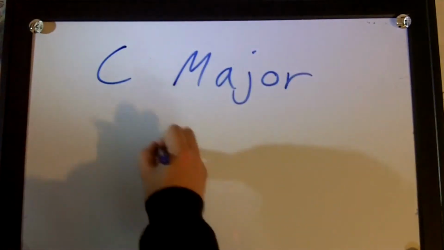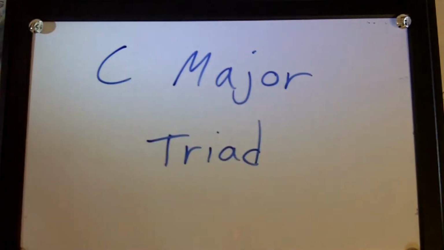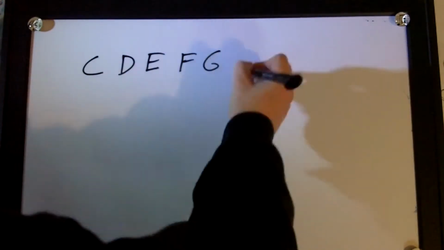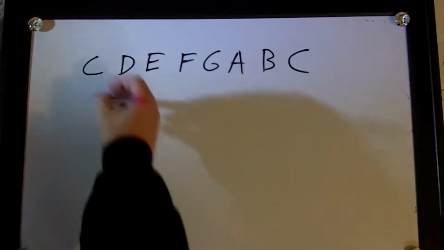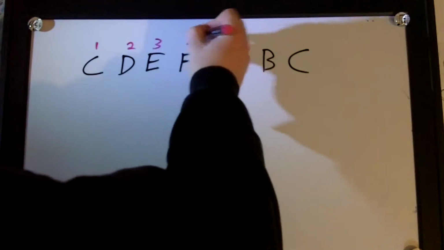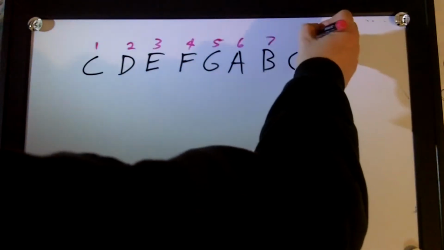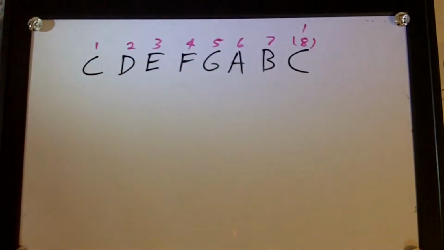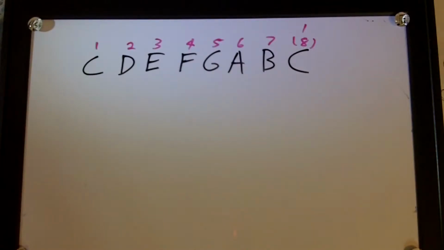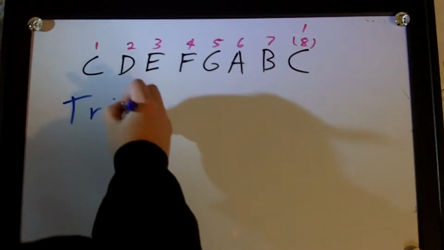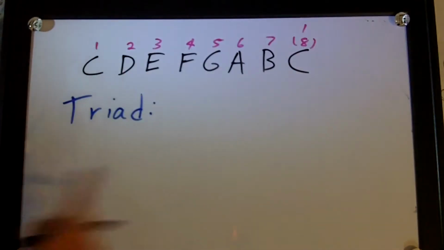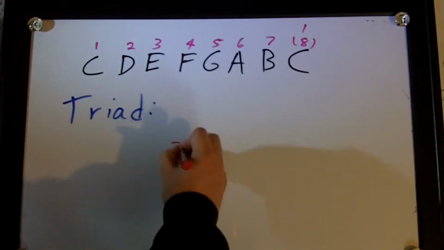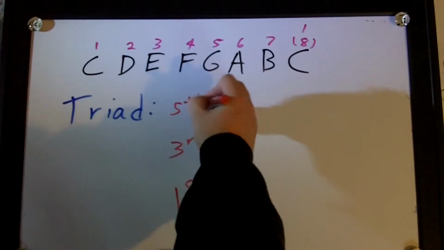So let's start this off right. Let's make a C major triad. Now, to help us out, I'm going to write down the C major scale and then number the notes. Technically, there are 8 notes, but because the top note is the same as the bottom note, we'll just call it 1. So a triad uses 3 notes: the first, the third, and the fifth of the scale.